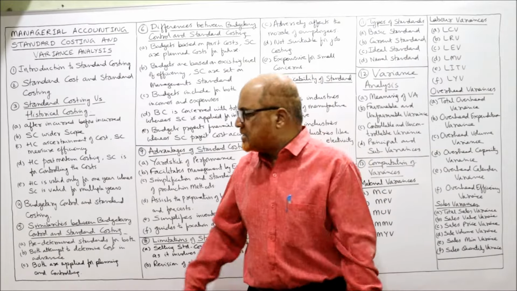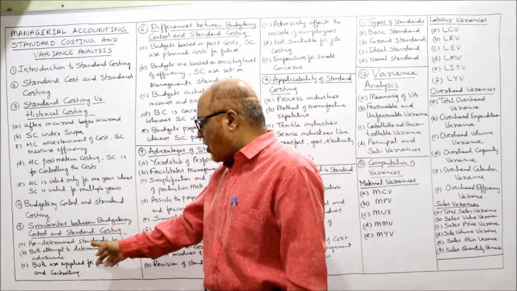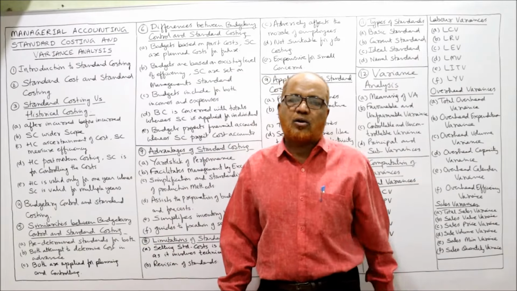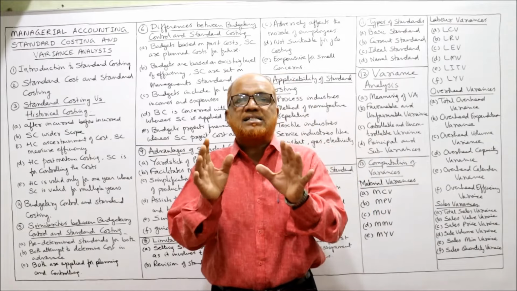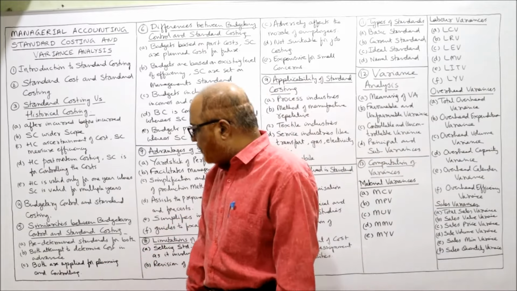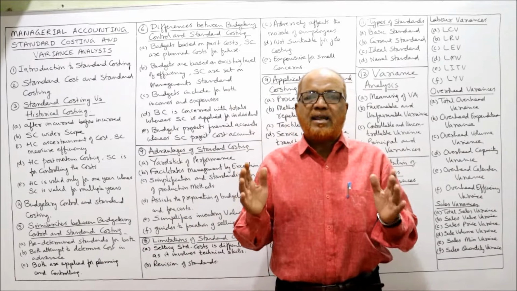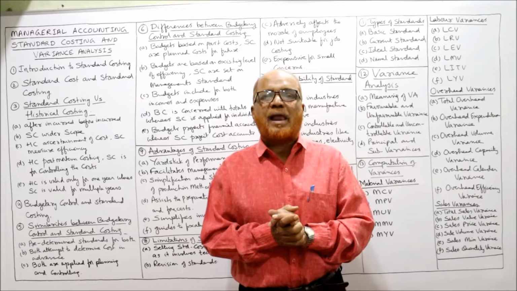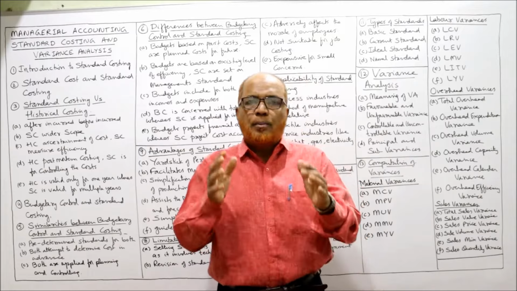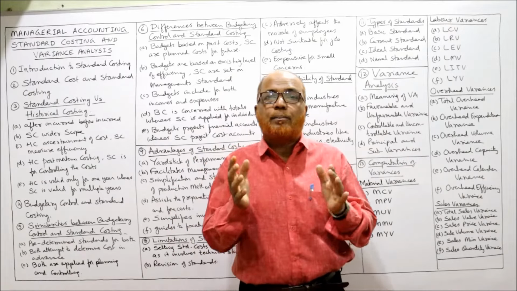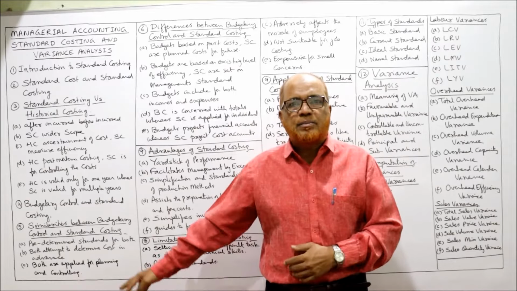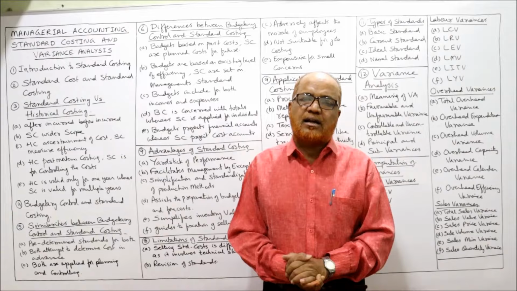That is a similarity. Second one is both attempts to determine cost in advance. Whether it is budget or whether it is standard cost, both are related with ascertainment of cost in advance. Next thing, both are applied for planning and controlling. Management's main function is planning and controlling. So this budgetary control and standard costing both will help the management in planning and controlling the activities. These are the similarities between budgetary control and standard costing.